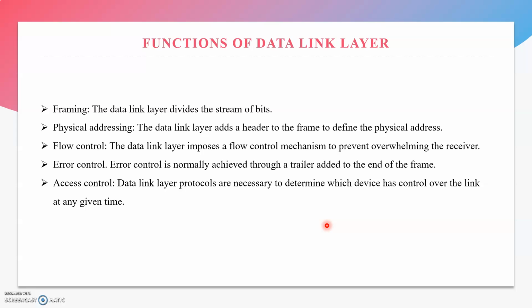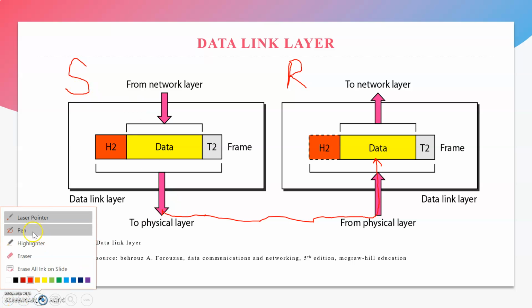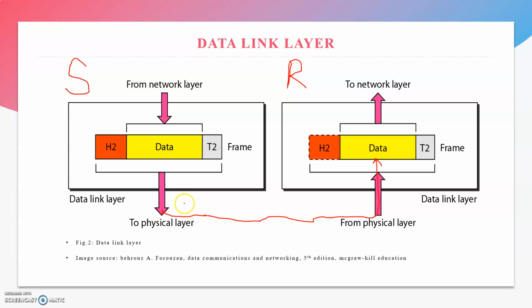Otherwise what will happen? The sender keeps sending data. This is the sender side, and imagine that a stream of bits is transmitted, 0 1 0 1 0 1, like this. It is converted into the form of frames. These are transmitted continuously, and the receiver does not have the capability to receive this type of stream of bits. So what will happen? The receiver becomes overwhelmed.